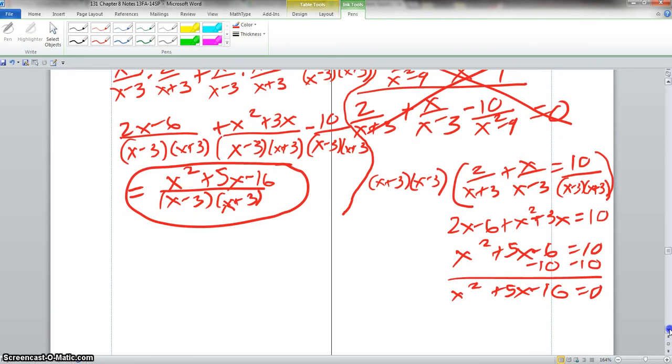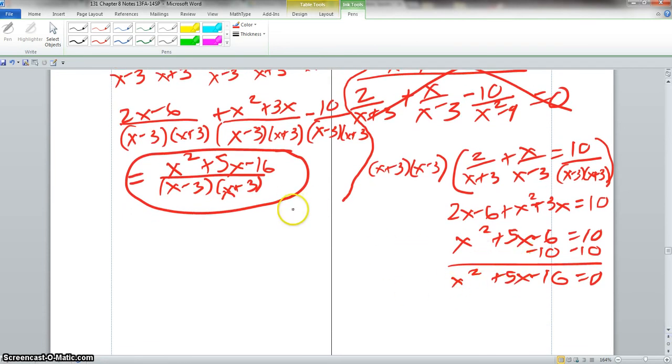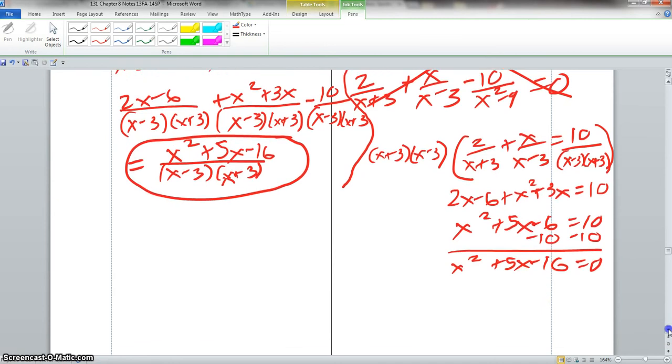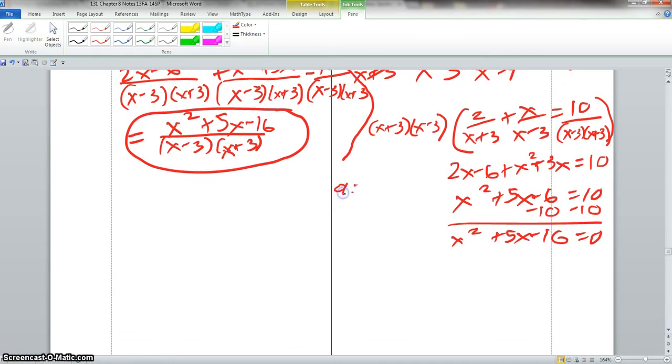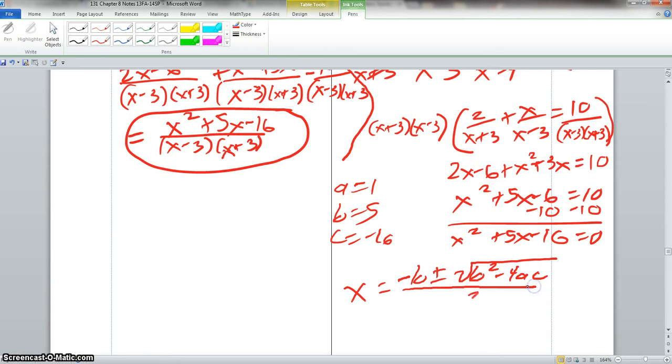But we cannot factor this without using the quadratic formula. Well, we could use completing the square, but that would get kind of messy. So let's use the quadratic formula. So we have a is 1, b is 5, and c is negative 16. So we have x is equal to negative b plus or minus the square root of b squared minus 4ac all over 2a.